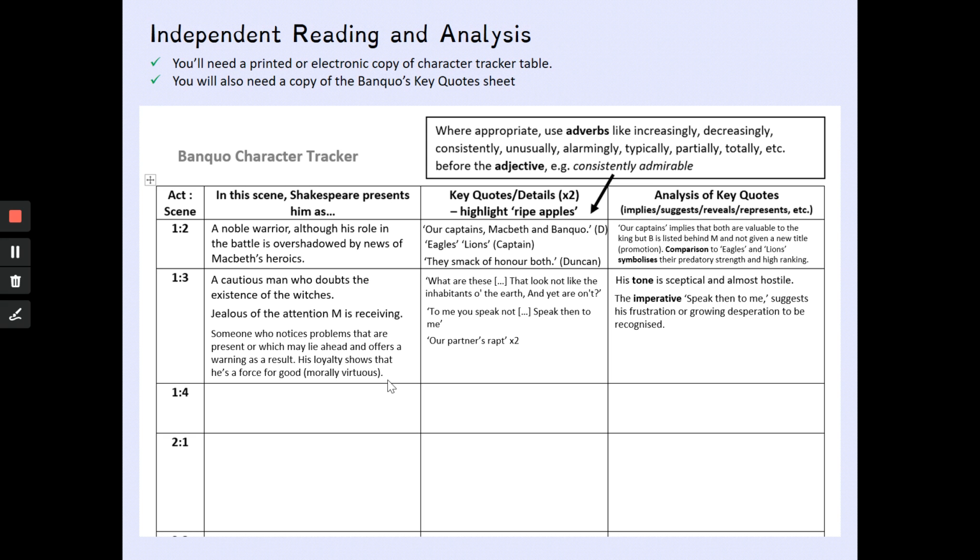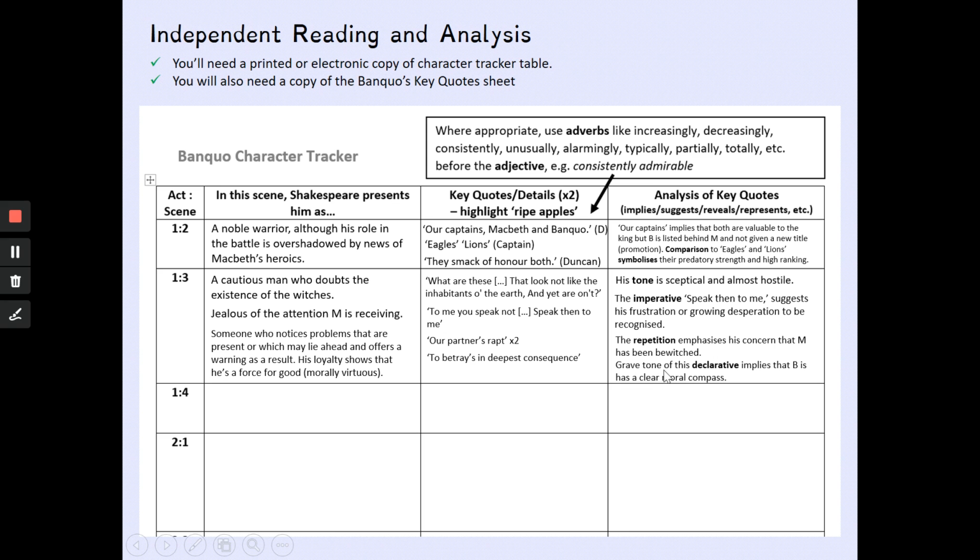We've got "our partner's wrapped," which is said twice by Banquo, speaking about Macbeth. Banquo says "to betray is in deepest consequence." And in terms of our analysis there, we might look at the repetition, which emphasises his concern that Macbeth is bewitched, because we know that "wrapped" means bewitched, transfixed.